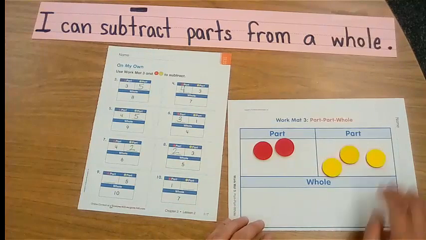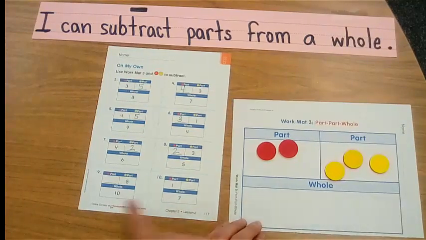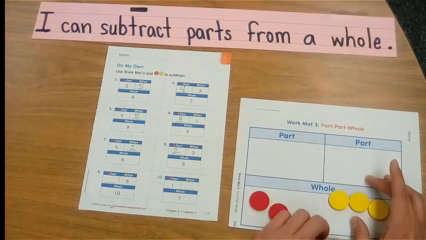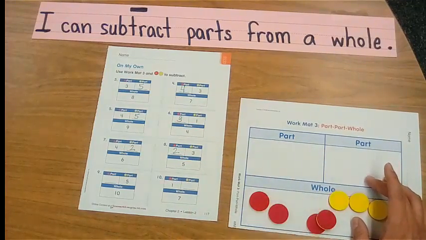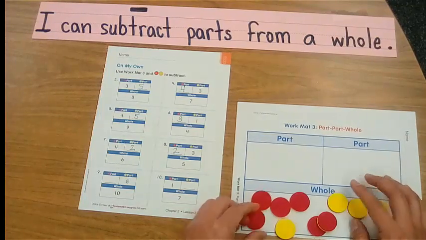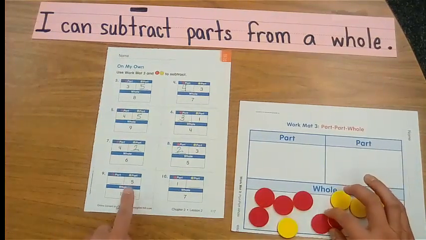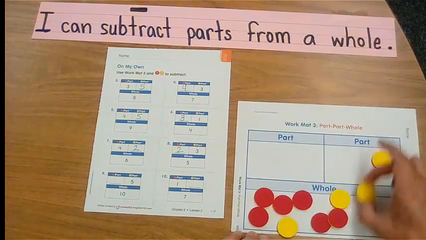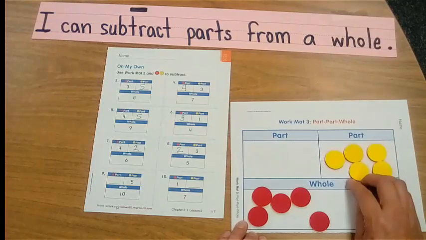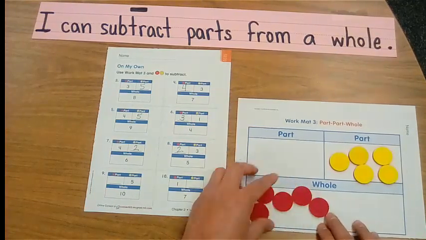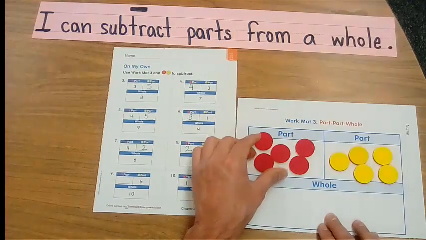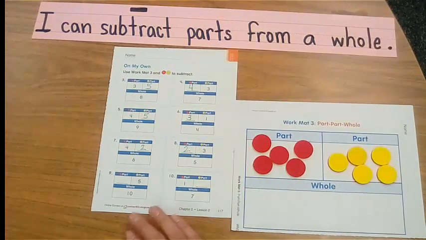Great. Okay, and now it says 10. So let's put 10 of these counters. I have 10. And I'm supposed to have how many yellow? 5. So let's do that. 1, 2, 3, 4, 5 yellow. And then the rest I'm going to move over to the red section. And I have how many red? 5. That's right.